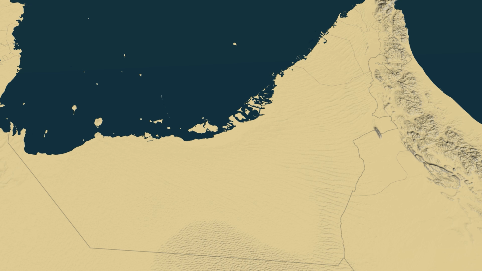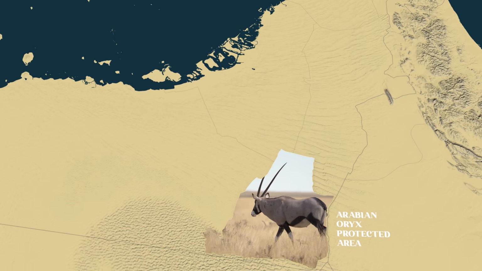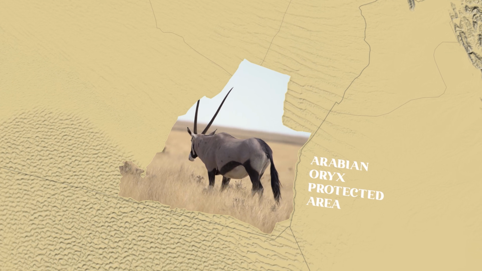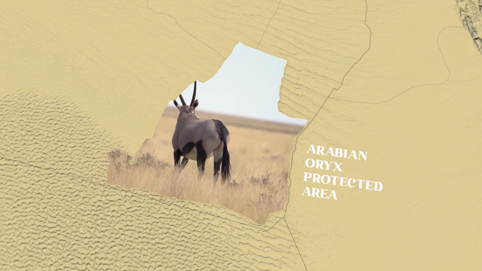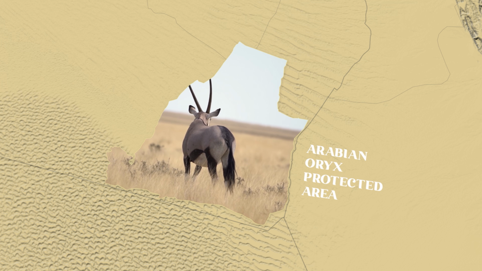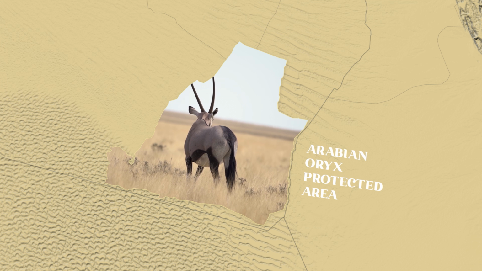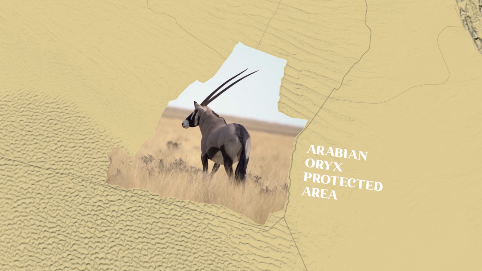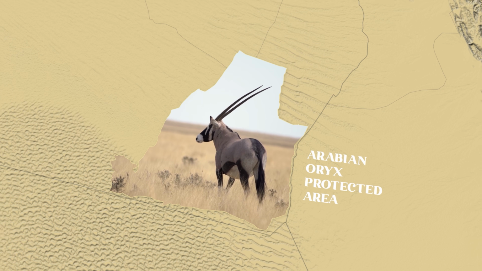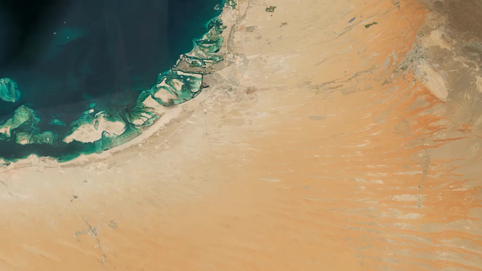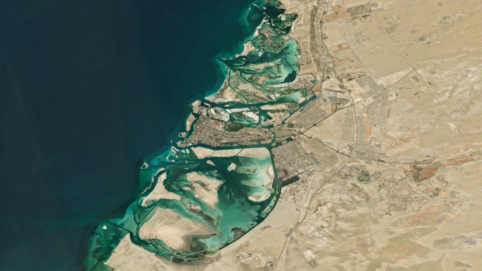Among the few mammals adapted to these conditions is the Arabian Oryx, once hunted to near extinction and now making a steady recovery, with a large protected reserve along the desert's outskirts. Most of the UAE's fauna is not found on land, but rather along the sandy shoreline and surrounding the many islands in the Persian Gulf.